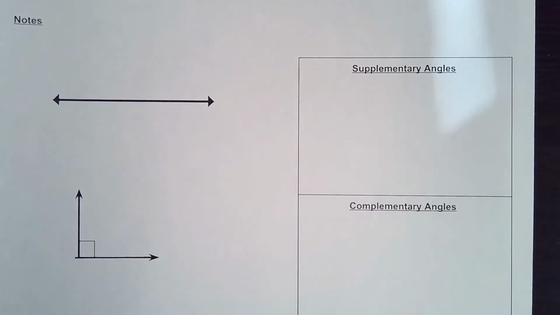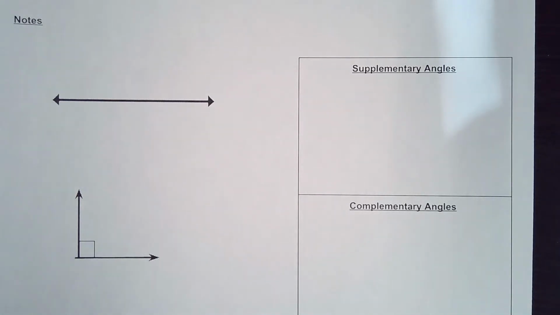Today we're going to start a new unit that's composed of some geometry stuff. And we're going to first talk about some different kinds of angles. We're going to talk about supplementary angles, complementary angles, the triangle sum theorem, and vertical angles. So first of all, supplementary angles.